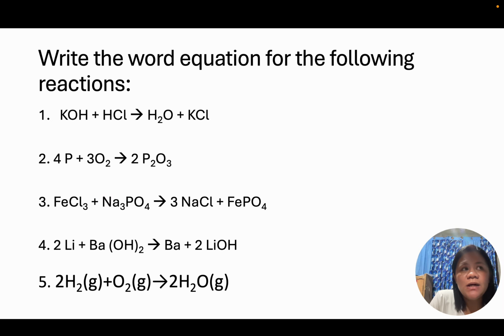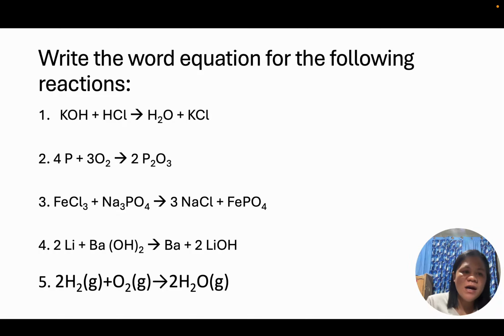So under the combustion reaction, meron tayong part na naming of the equation. Okay? So write the word equation for the following reaction. So I'll be answering the first two na question, and I'll give 3, 4, and 5 as your assignment number 3. So, you have to watch the videos kasi merong mga pa-surprise na mga assignments. Okay. So, the first one.